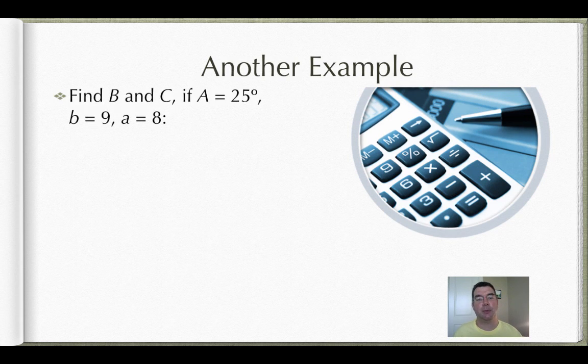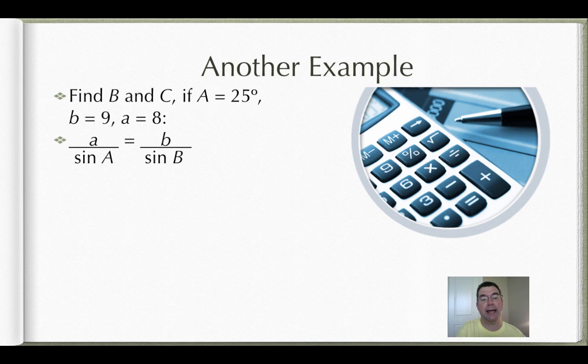So here's another example just to show you what I mean. I need to find angle B and angle C if I know that angle A is 25, side b is 9, and side a is 8. So I'm going to use the sine rule. That's when this happens, when I'm using the sine rule. It does not show up for the cosine rule, as you remember from that table, because the sine rule is the only one that has that side-side-angle thing.